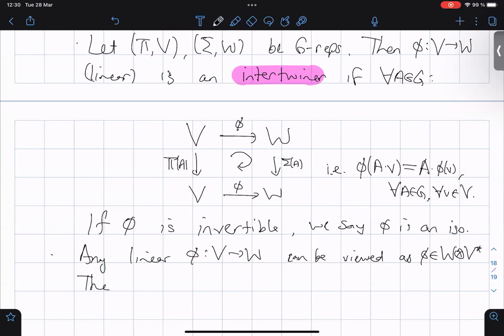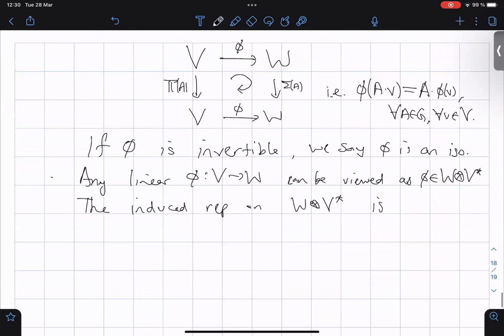Okay, but when viewed this way, there's another way of writing down that action. So how do you write it down? The induced representation on this space, viewed as a linear map, is the following. So phi, if I'm hitting it with an A, a group element, it's going to give me another linear map. So I need to define for you what this thing on this side is. What does this dot here mean? What is the action?